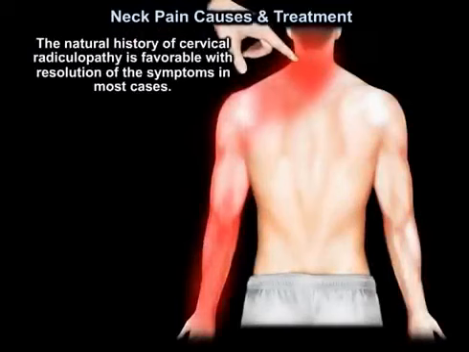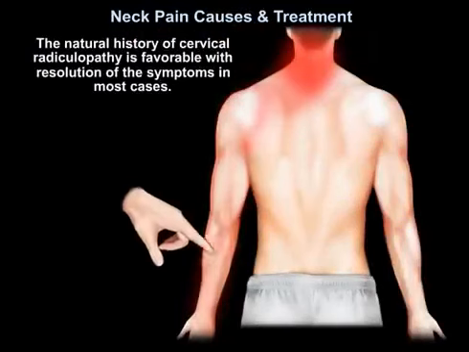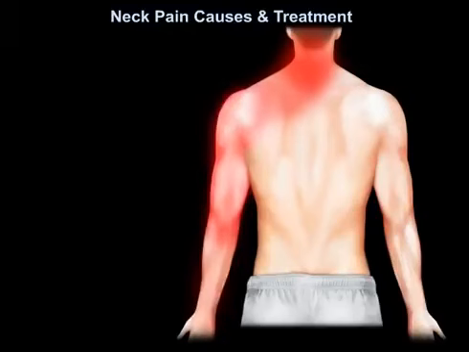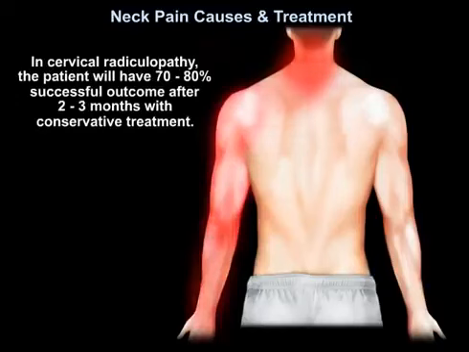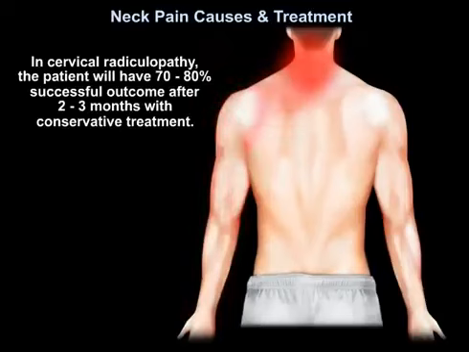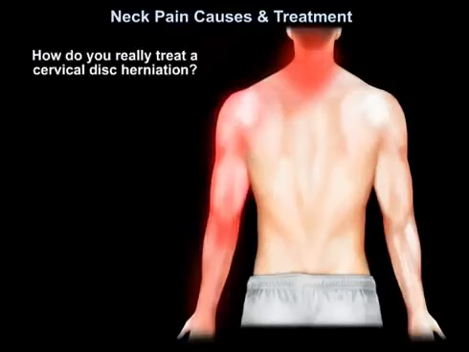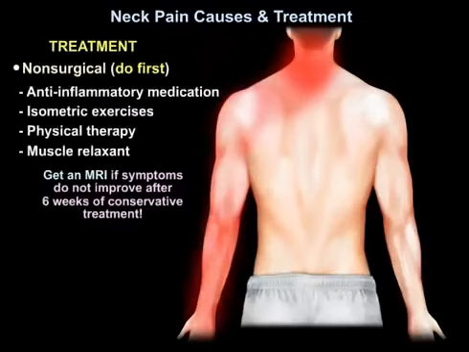The natural history of cervical radiculopathy is favorable, with resolution of the symptoms in most cases. In cervical radiculopathy, patients will have a 70 to 80% successful outcome after 2 to 3 months with conservative treatment. How do you treat a cervical disc herniation? You're going to start non-surgical treatment first.